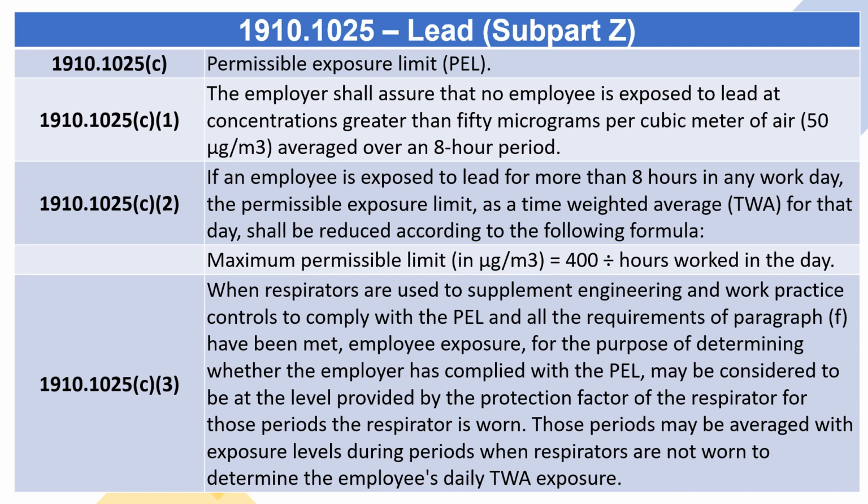1910.1025. C. 3. When respirators are used to supplement engineering and work practice controls to comply with the PEL and all the requirements of paragraph F have been met, employee exposure, for the purpose of determining whether the employer has complied with the PEL, may be considered to be at the level provided by the protection factor of the respirator for those periods the respirator is worn. Those periods may be averaged with exposure levels during periods when respirators are not worn to determine the employee's daily TWA exposure.